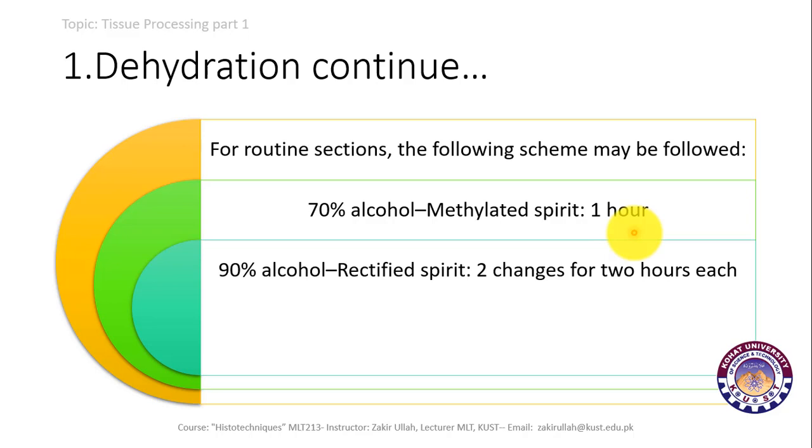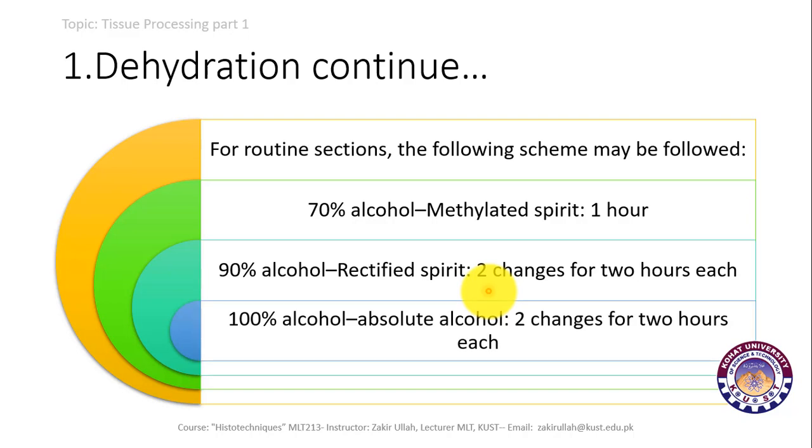Then after 70%, it is put into 80 or 90% alcohol, that is called the rectified spirit, and these must have 2 changes, with each jar giving 2 hours for the process of dehydration. After that, a pure or absolute alcohol jar is present, and in that there are 2 changes, and each jar must contain the tissue for 2 hours.